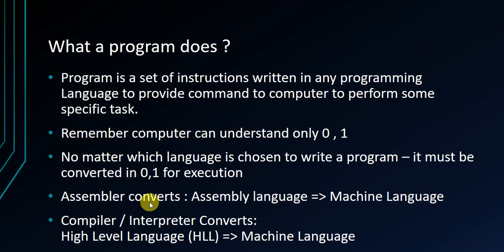An assembler converts assembly language into its equivalent machine language. A compiler or interpreter is used to translate a high-level language into machine language. So a question arises in your mind: if a compiler and interpreter do the same thing, what is the need of two types of translators?